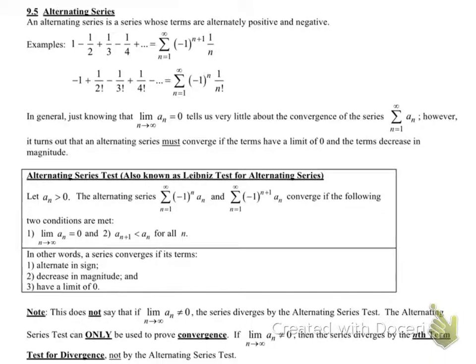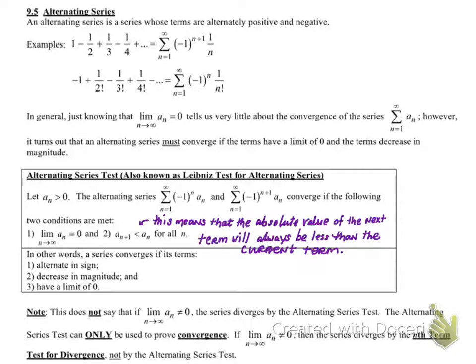So I'm going to write some stuff down real quick. You might notice a difference in verbiage here. You will notice that I'm referring to it as the absolute value of the next term. It's just less clunky to say the term without the flipping sign, because you're not taking into consideration the sign right there. In other words, a series converges if its terms alternate in sign, decrease in magnitude, which is that absolute value piece again, and have a limit of 0.